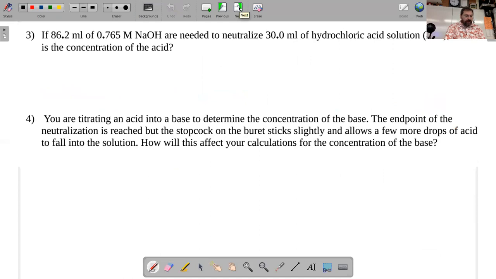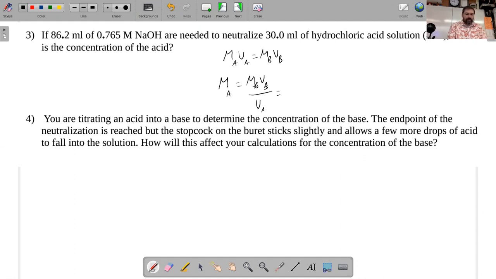Okay, then number 3, you've got sodium hydroxide and hydrochloric acid. I wrote this reaction for you yesterday, but you've got a volume and a molarity of the base and a volume of the acid. We're trying to figure out what was the concentration of the acid. So the molarity of the acid times the volume of the acid is equal to the molarity of the base times the volume of the base. What's the concentration of the acid? That's the molarity of the acid is equal to the molarity of the base times the volume of the base divided by the volume of the acid.